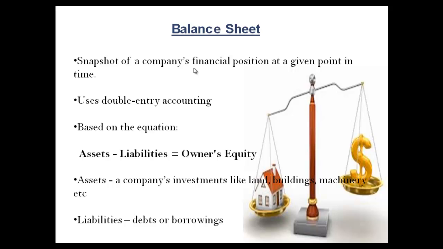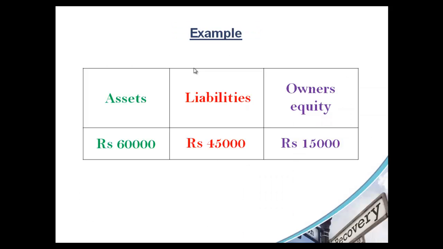Let us see how this equation can be used. If the assets are equal to rupees 60,000 and liabilities equal to rupees 45,000, in order to find the owner's equity, we deduct the liabilities from the assets. So we have 60,000 minus 45,000 equal to 15,000 as the owner's equity.